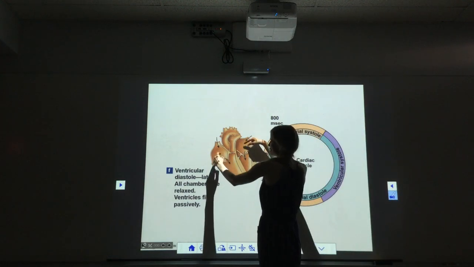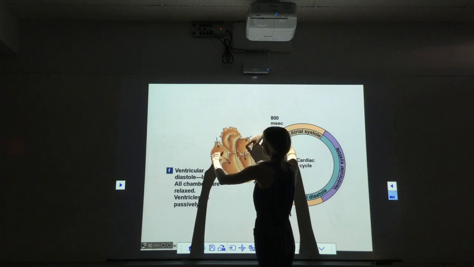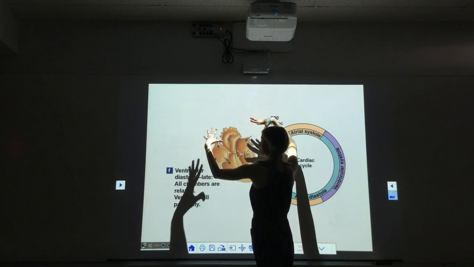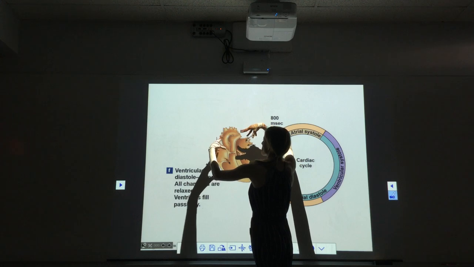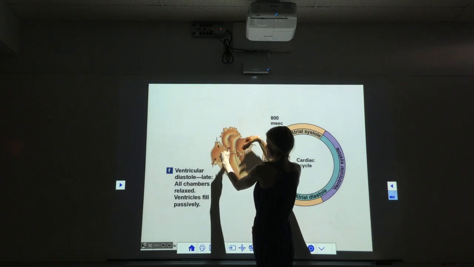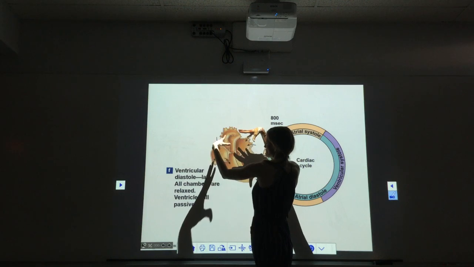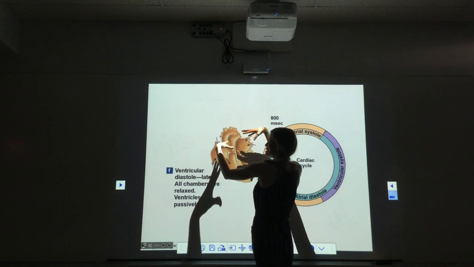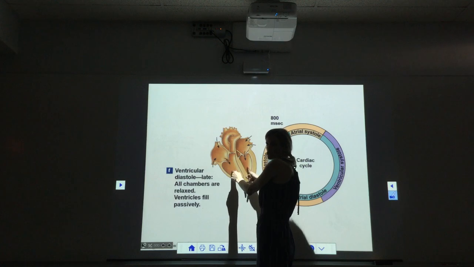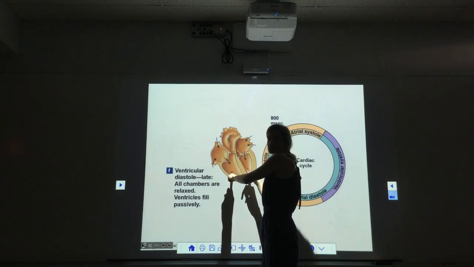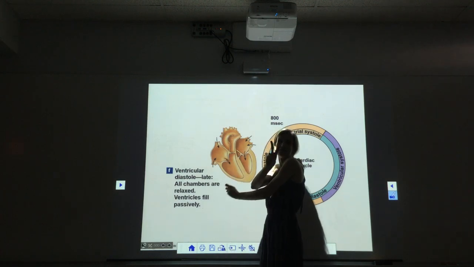Then what's the first phase that we're going to have happen up here in the atria? Atrial systole, which means they do what? Contract to push the last bit of blood down to the ventricles. Then what happens to the atria? They relax. What do we call that? Diastole. Then it's the ventricles' turn to contract. Ventricular systole happens in two phases, right?